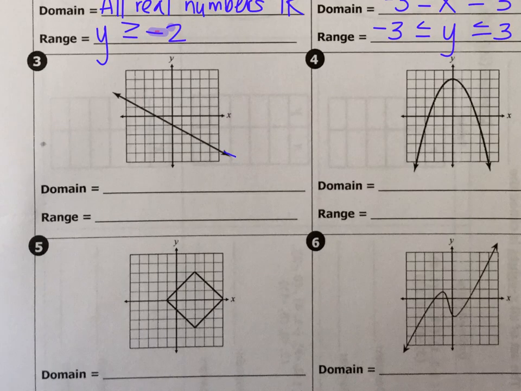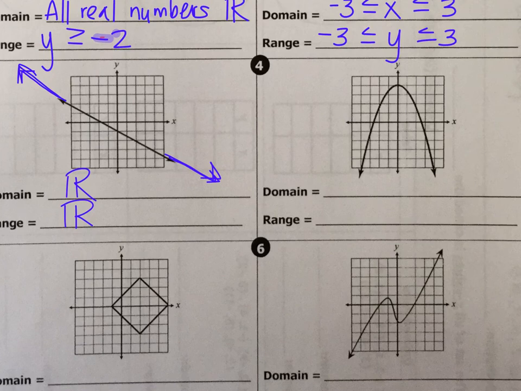On number 3, this line is going forever down and to the right, and it's going forever up and to the left. So there is no limit, because it's not bent, there is no limit to how far left or right it's going to go. It's going to go forever. When anything goes forever, it's all real numbers. But it's also, since it's going up and to the left and down and to the right, going up and down forever too. So that one is also all real numbers.